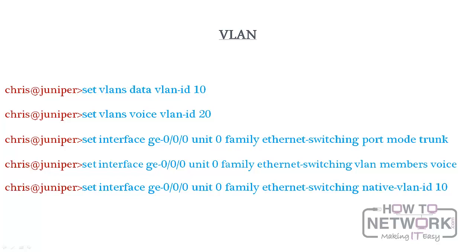Now, in the last configuration command, notice that we used the native VLAN ID command, and we set that to 10, which was the same VLAN ID as the data VLAN. So basically, we're dumping all of the untagged traffic into native VLAN 10.